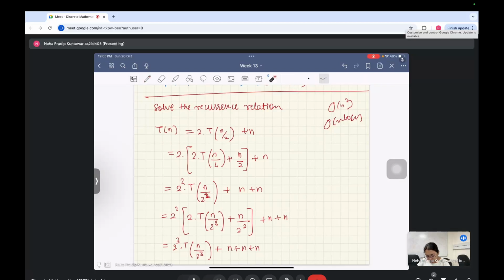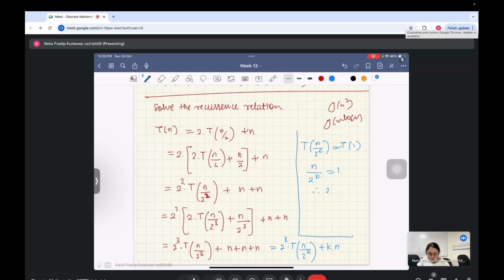So notice that every time you get an expression like this, and this is nothing but 2 to the k times T(n/2 to the k) plus k times n. This is what will end up happening. And now the question is, what should be the value of this k so that this problem becomes very trivial. That is, T(n/2 to the k) becomes T(1). That is, n over 2 to the k is equal to 1. Therefore 2 to the k is n, and therefore k is nothing but log n. So if you choose k to be log n, then this problem becomes very trivial.